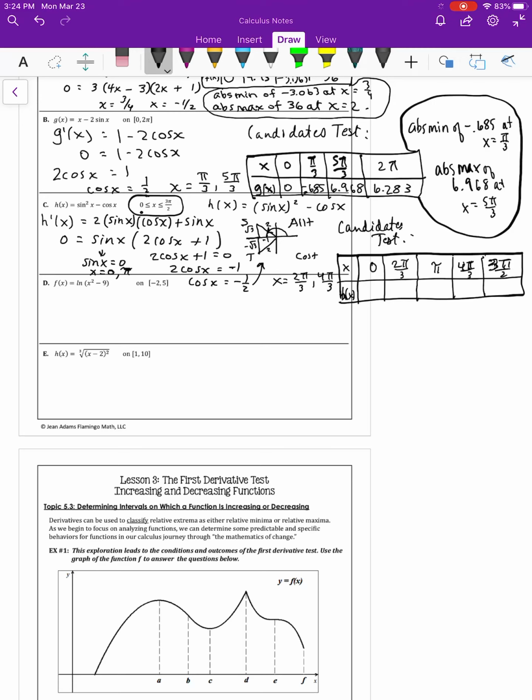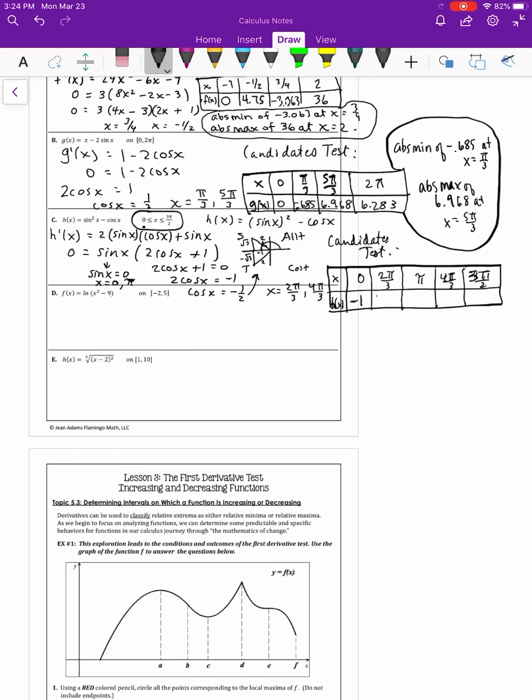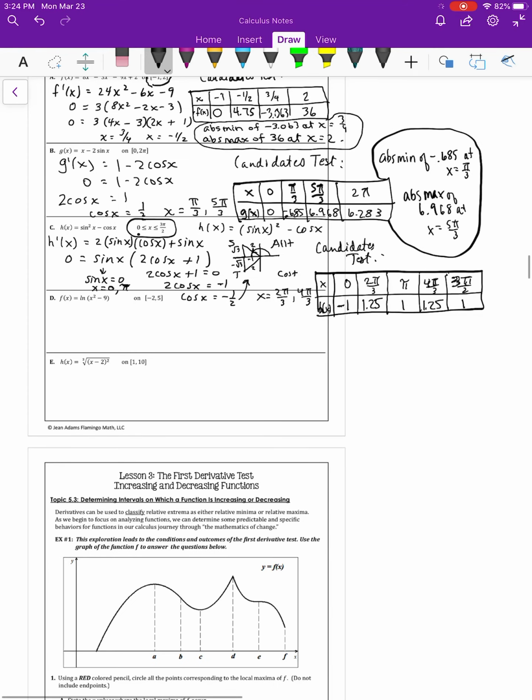Okay, so now, again, you can pause and put this sine squared x minus cosine x into your calculator so that you can use your table on your calculator to find these values. And you can see at 0, you get -1. At 2 pi over 3, you should get 1.25. At pi, you should get 1. At 4 pi over 3, 1.25. And at 3 pi over 2, 1. And so now we just have to figure out, looking at these y values, what is your absolute max and what is your absolute min.